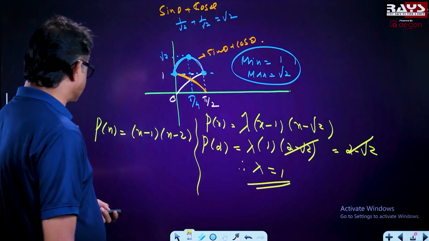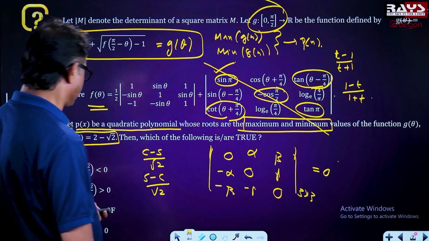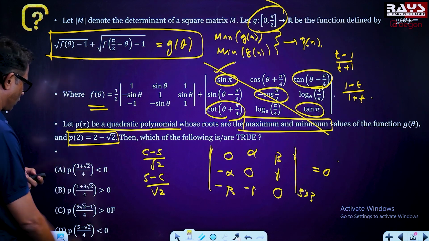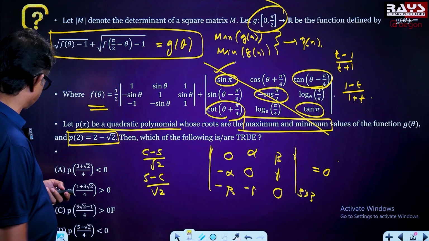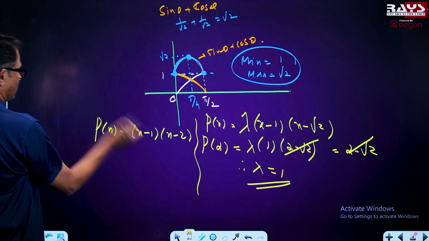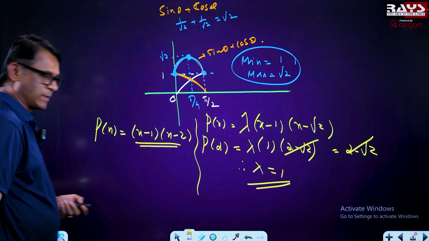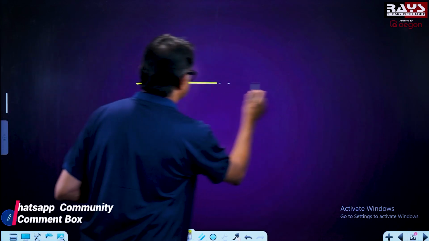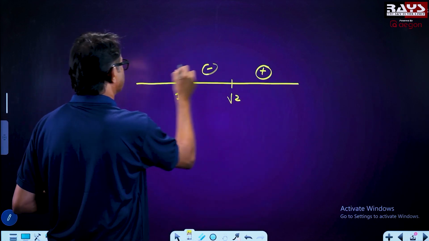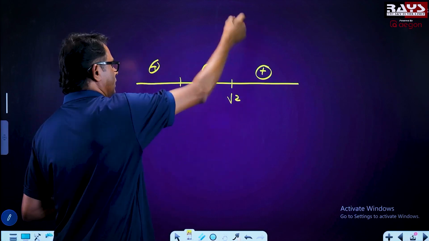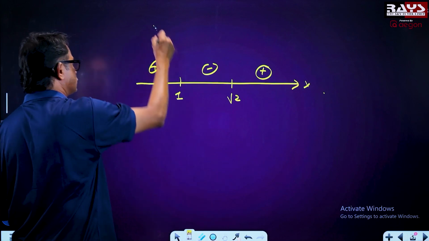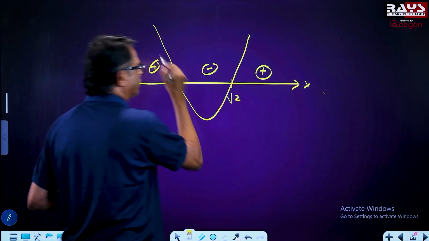Okay. Now, what is the question? Again, look at the question. We got the polynomial. Now you have to check whether P of (3 plus root 2) by 4 is less than 0 or greater than 0, etc. So for that, you have to draw the curve. Say this represents a parabola, actually x minus 1 into x minus root 2. Now let us draw how the parabola shape will be. It is 1 over here and root 2 over here. It is plus, so the parabola will be like this. Okay, this is the x-axis, suppose, and the parabola will be like this. Understood?